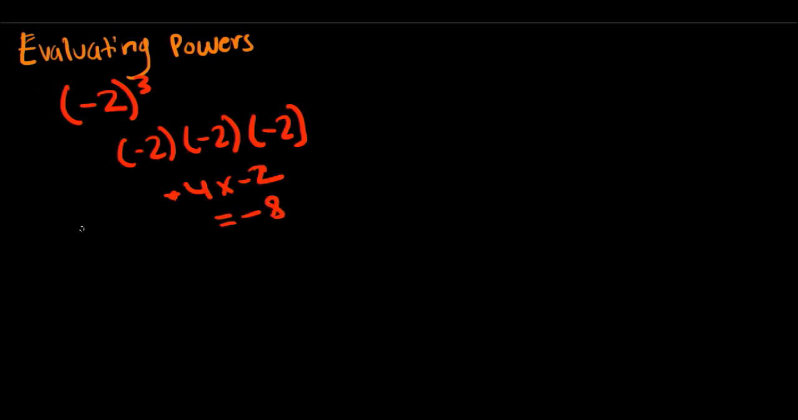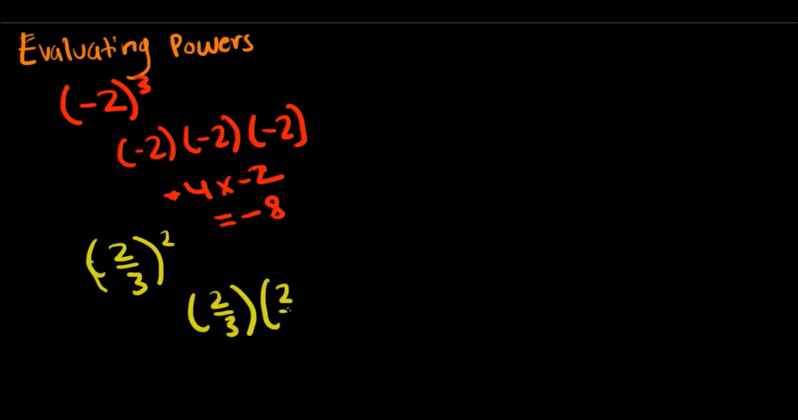Okay, now our next example is going to be 2/3 to the power of 2. You're going to do the same thing, so 2/3 times 2/3. So you multiply the 2's, you get 4. Multiply the 3's, you get 9. So 4 over 9 is going to be your answer.